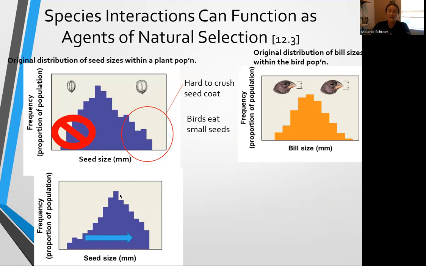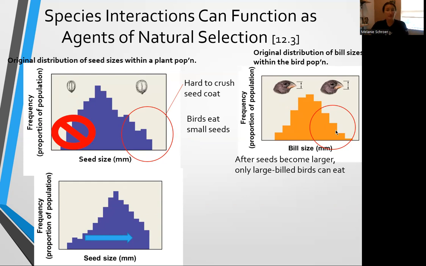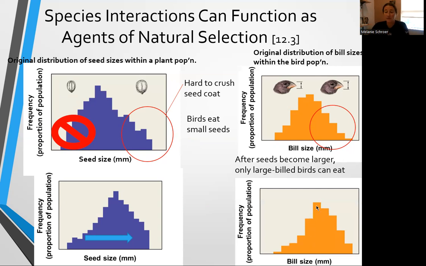And so as the seed size gets larger and larger because of this selection pressure here, only the large-billed birds are going to be able to eat, or they're going to be able to eat the most anyway. So they're going to have the most success, right? So if they're not hungry, they're going to be able to spend their energy on reproduction. Reproduction leads to more bigger-billed birds in the next generation, and therefore, in future generations, the bill size is going to get larger.